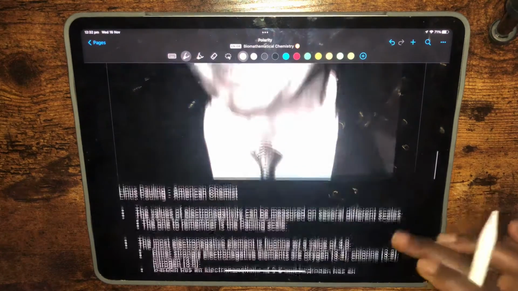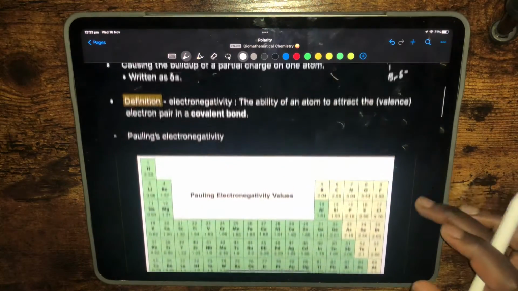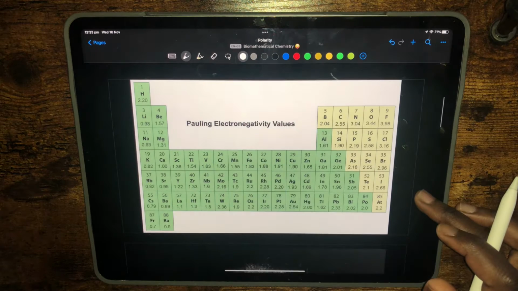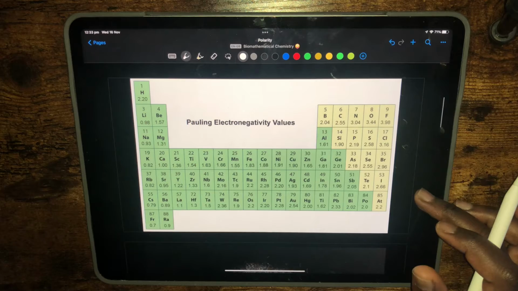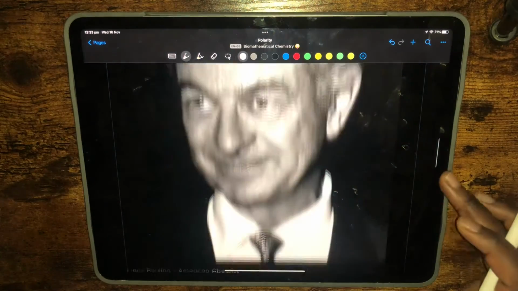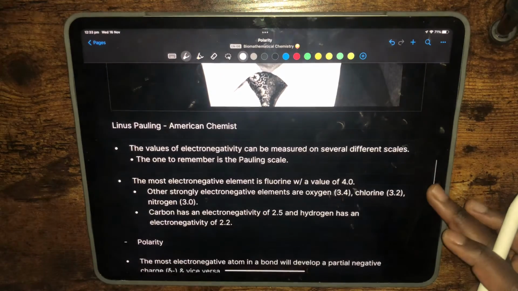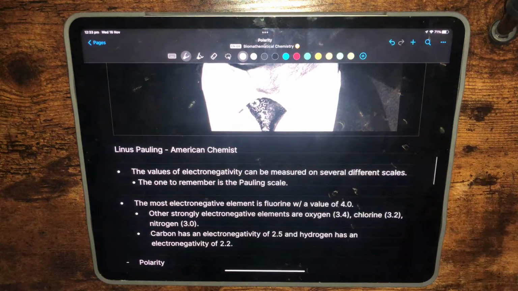As I said before, they might for some reason want you to know what this is. I've never seen it in an exam, but maybe they might throw it in one day, though I don't really think it will. But just understanding what it is is important. It's not too difficult to understand. The values of electronegativity can be measured on several different scales. The one to remember is the Pauling scale.